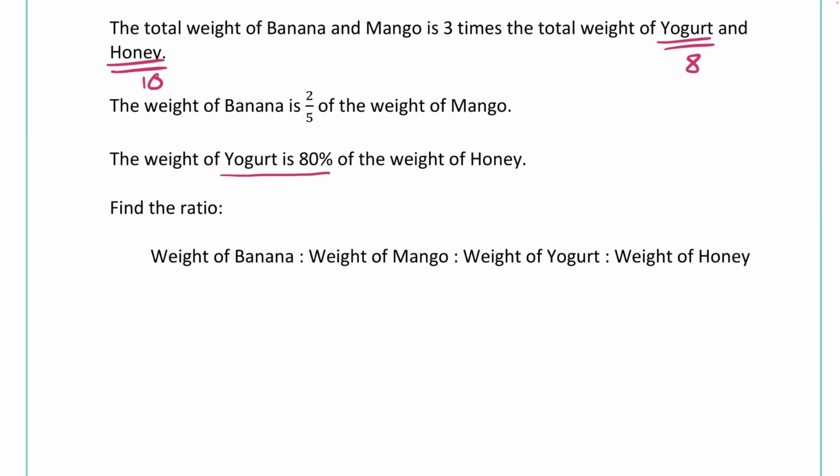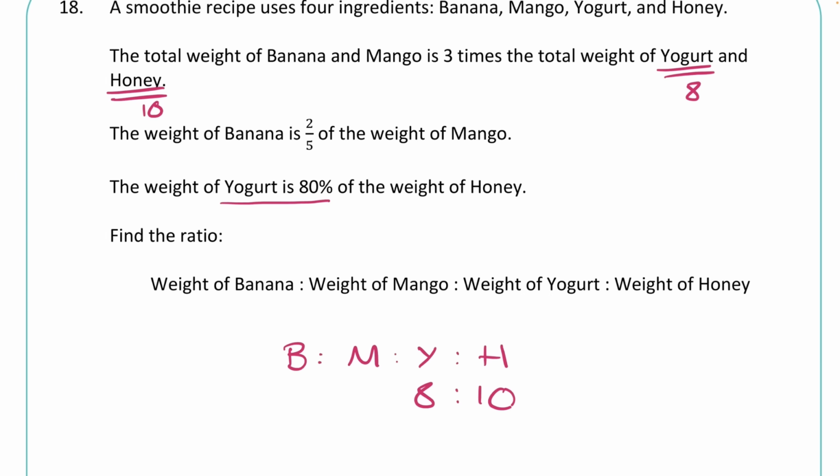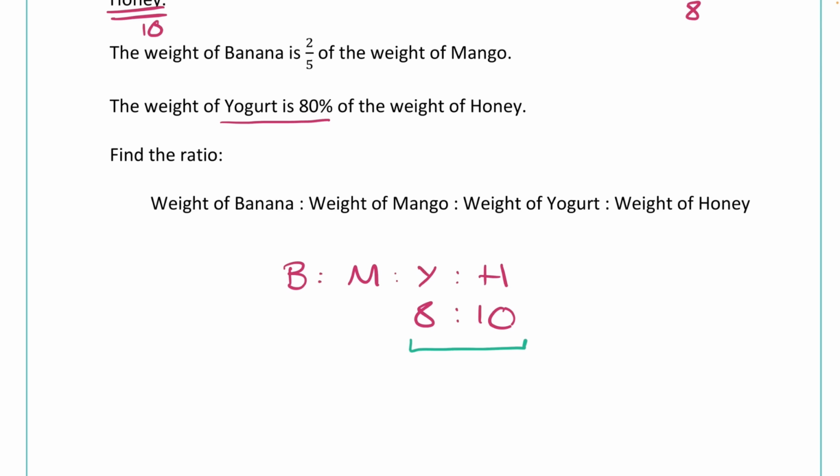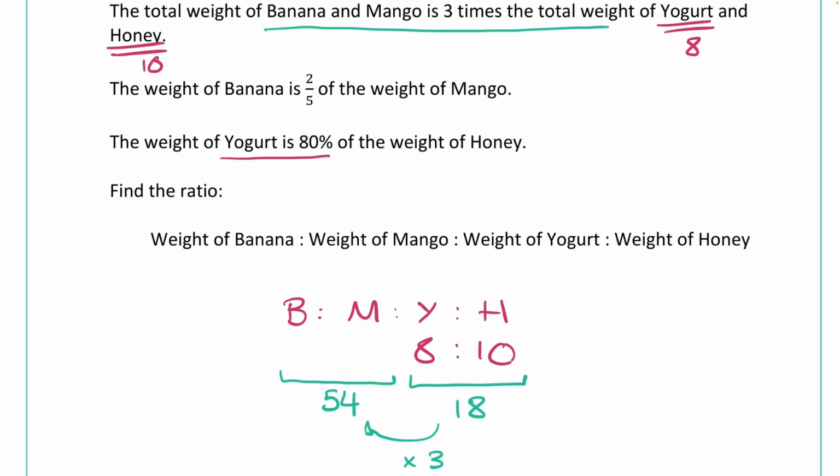So if I start to write this out as a ratio, banana, mango, yoghurt and honey, I've got 10 for the honey and 8 for the yoghurt. And for the moment, that works perfectly. We do have one is 80% of the other. Now it says that the total weight of the banana and mango is 3 times the total weight of the yoghurt and honey. Well, the total weight at the moment of the yoghurt and honey, based on the numbers that we've used, is 18. And that means the banana and mango has to be 3 times that. And if we times that by 3, that is equal to 54. So we now know the total weight of the banana and mango using these numbers.